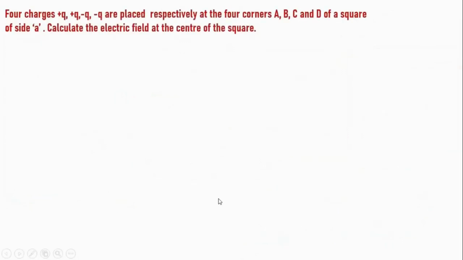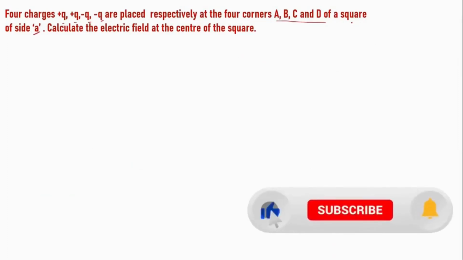Next, go for the other question. Four charges plus Q, plus Q, minus Q and minus Q are placed respectively at the four corners A, B, C and D of a square of side A. This time it is a question based on a square. Calculate the electric field at the center of the square.